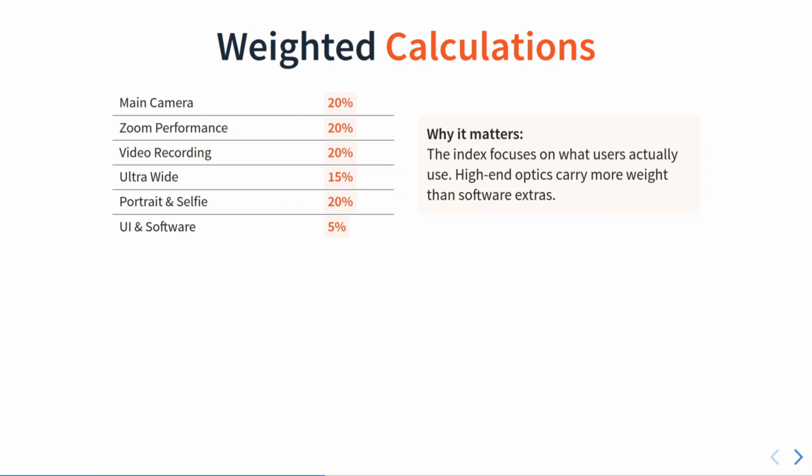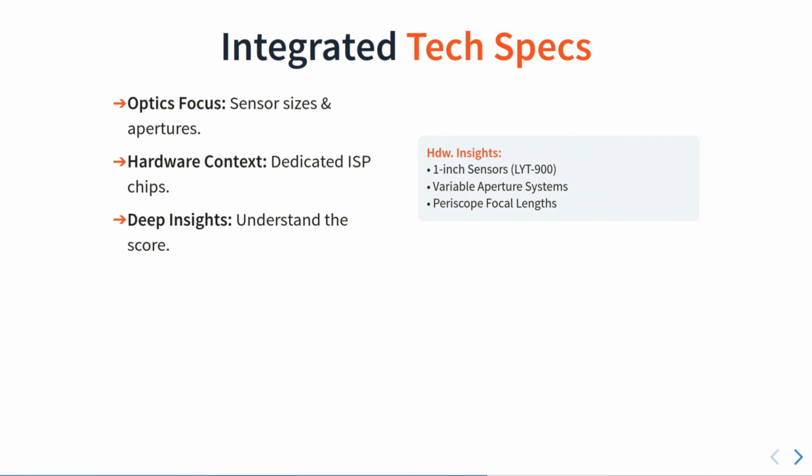The ultra wide angle gets 15% weight and UI and software only 5% in total there. So this is the weighting system. We can change that in the future, but these are the values that I fixed upon right now.